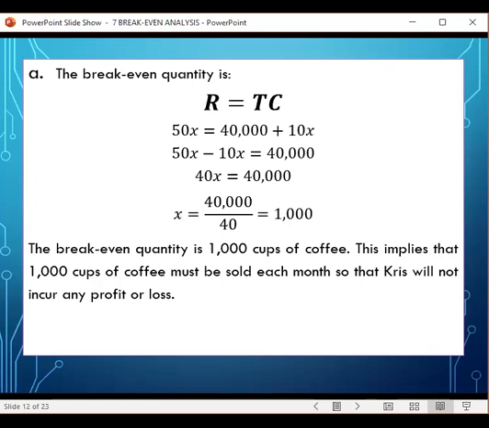Now, what will happen if the seller only sold 800 cups of coffee? Is there a loss or a profit? Okay, very good. There is a loss. So here, take note that X with 1,000 cups of coffee, that's the break-even quantity. Meaning, anything lower than 1,000 cups means there is a loss on the business. But anything greater than 1,000, there is a profit.